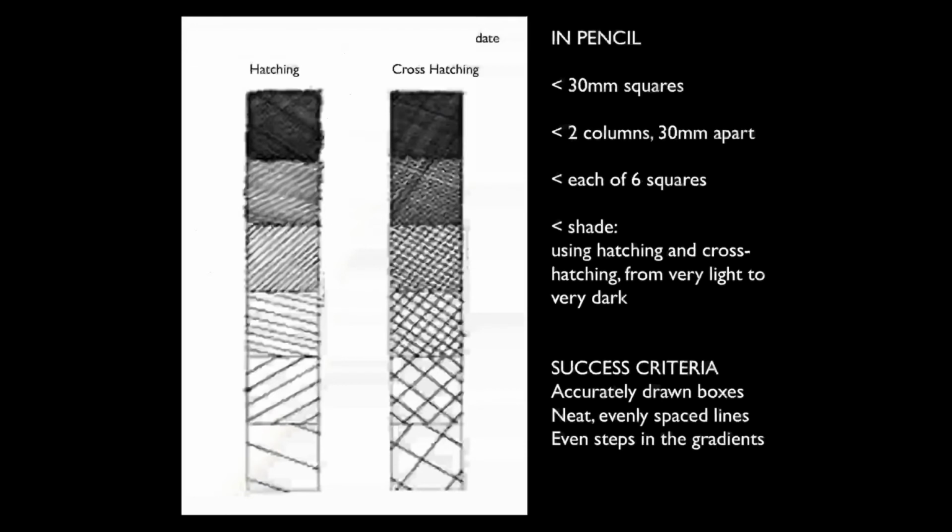You're going to shade the squares in using hatching and cross hatching. So hatching is just straight parallel lines. You're not going to use the ruler. Obviously you use the ruler to draw the squares. You're not going to use the ruler to do the shading.